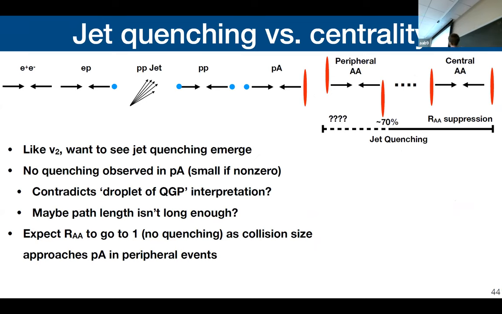So this RAA observable is used to quantify jet quenching. We would like to actually see at what point jet quenching turns off, just like for our V2.